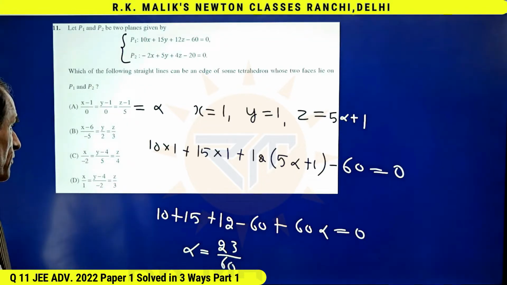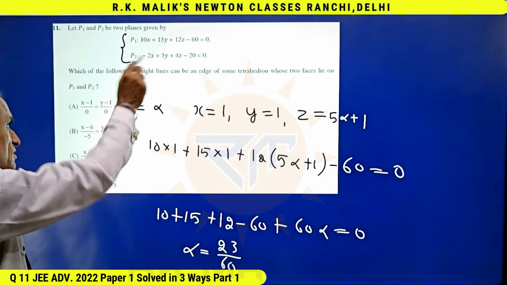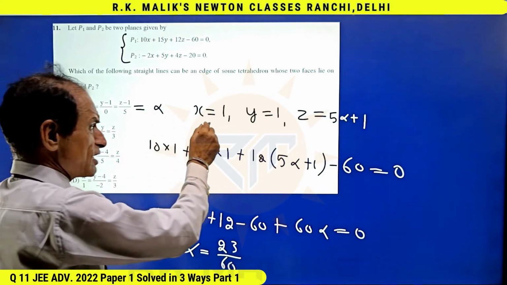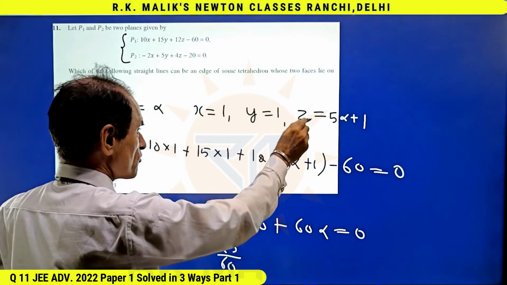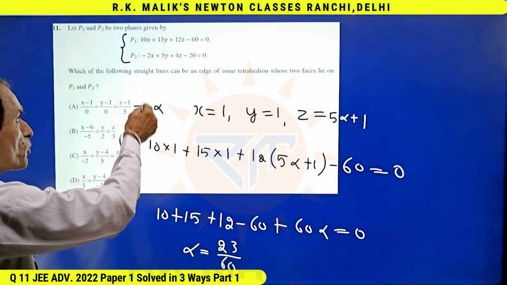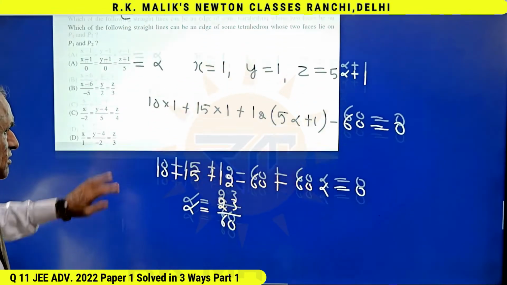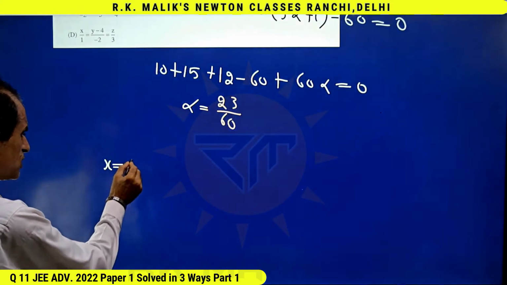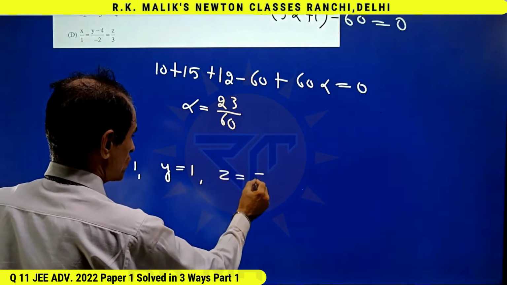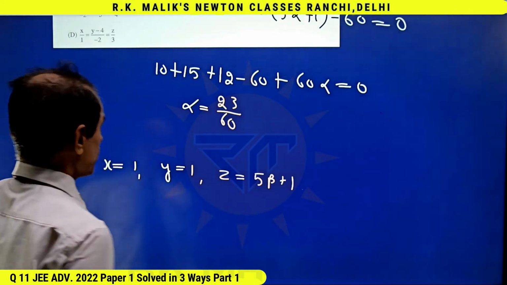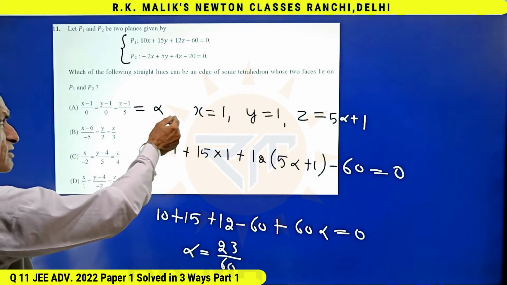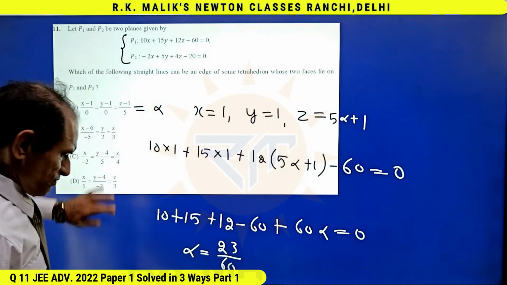And proceeding similarly to find the point where this line cuts this plane, we'll put it equal to beta and we'll get the value of x as 1, y as 1, z as 5 beta plus 1. And similarly proceeding as here, we'll put that point in this plane. Because the value of x is 1, y is 1 and z is 5 beta plus 1, just like when alpha was there, we had got this point.